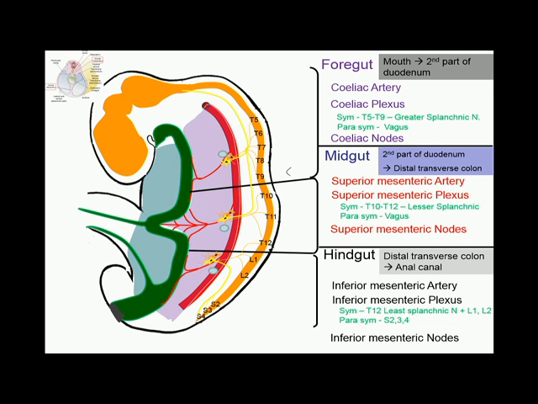Okay. So do you agree that you now know about 30% of the GIT? Because you know the innervation, you know the basic lymphatics, you know the blood supply. Okay? So that's the basic structure.